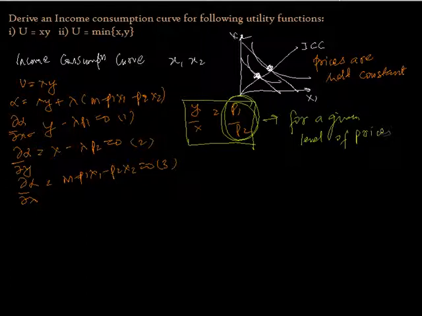Fine. So this is your income consumption curve for a given level of prices. Now in the second question, your u equals min of x1, x2.